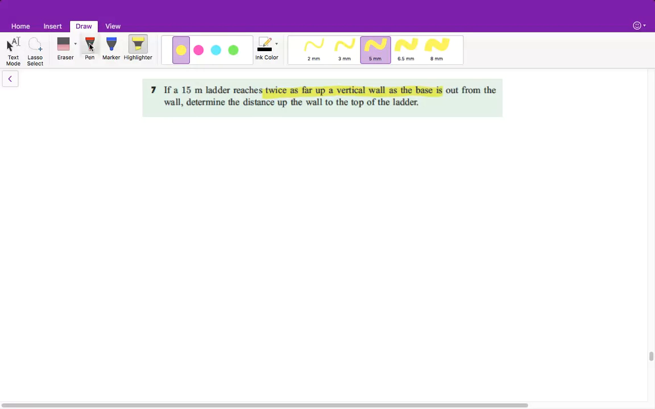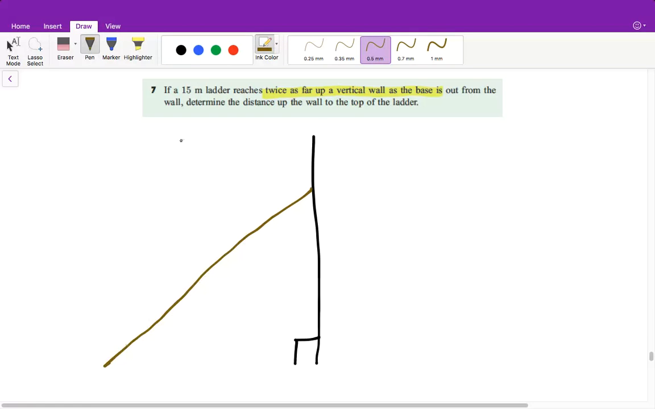All right. So for this one, here we have a wall, and our wall will intersect with the ground at 90 degrees. Right here we have a ladder that's going up our wall. Right? It's telling us that the distance from the ladder up the wall is twice as far as it is from the base. So now if we think about this, we know that our ladder is 15.